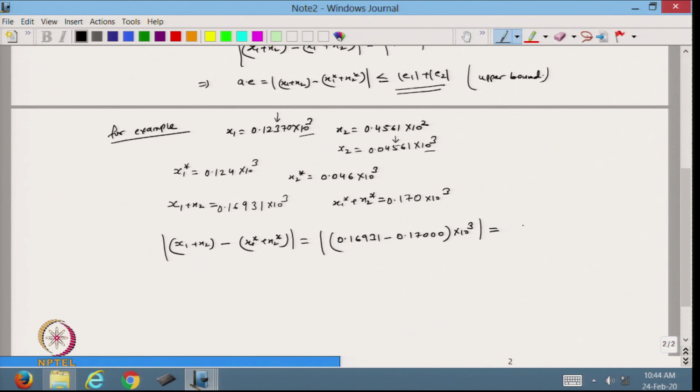So from here I can calculate this value. So this will be 931. So this one can be written as 0.00069 into 10 raised to power 3. So that is the value we got, the error when we add these two numbers. Now I want to see what will happen if I calculate the error in x1 minus x1 star.